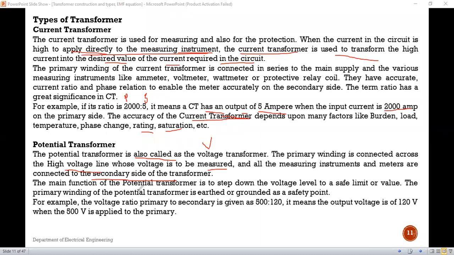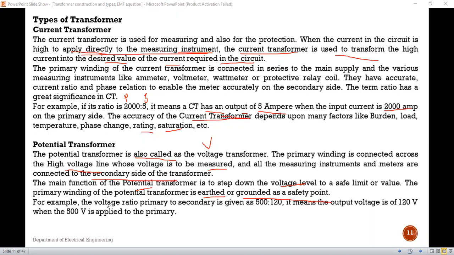The main function of the potential transformer is to step down the voltage level. We are converting high voltage into low voltage, to step down the voltage to within a safe limit or safe value. So the primary winding of the potential transformer is earthed or grounded as a safety point. So from the safety point of view, the primary winding of the potential transformer is grounded.